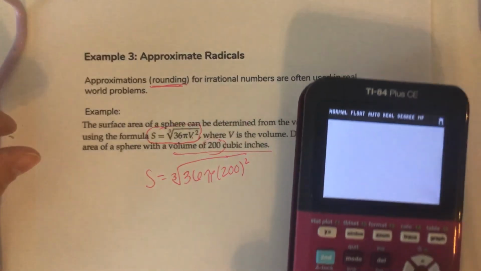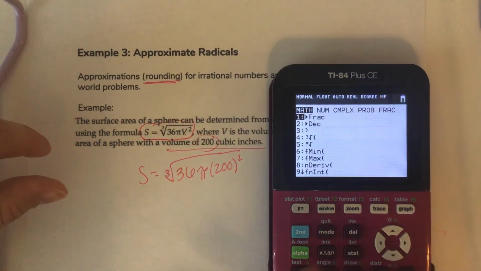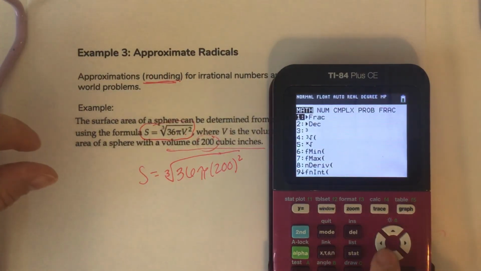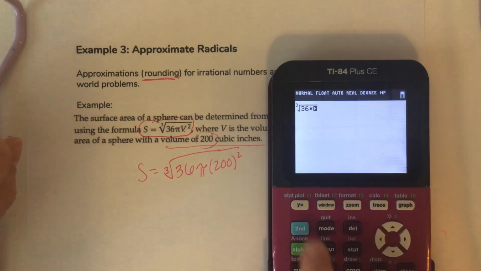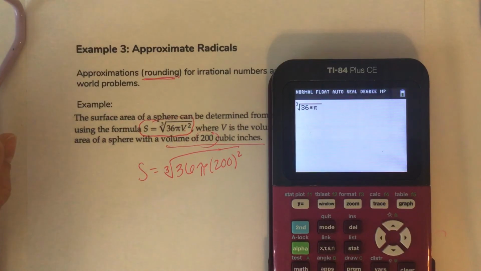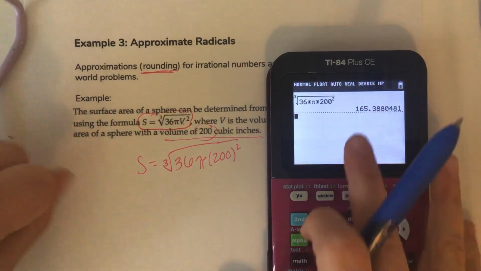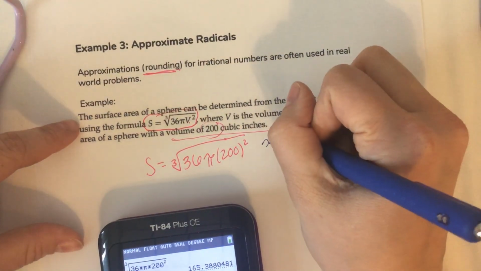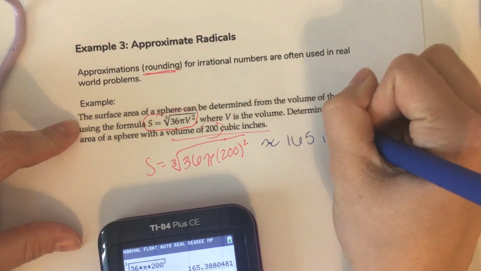So I'm going to bust out my calculator, and I'm going to use my math button. I see that the cube root is already built in there, so I'm going to scroll down to the 4 to get that cube root to pop up, and then I'm just going to type in what I have. I have 36 times pi times 200 squared to get that this is approximately 165 cubic inches, or inches cubed.